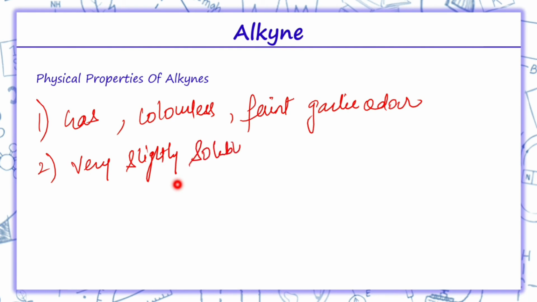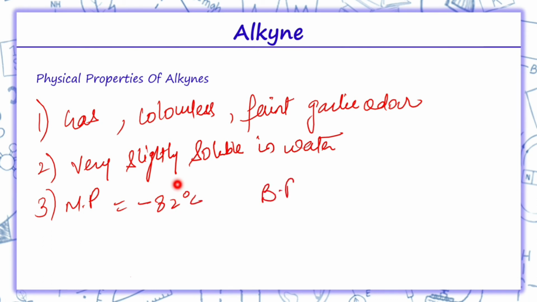Very slightly soluble in water but soluble in organic solvents. Melting point is minus 82 degrees Celsius. Boiling point is minus 75 degrees Celsius. So these are the physical properties of alkynes, that is, generally we are talking about the physical properties of ethyne.